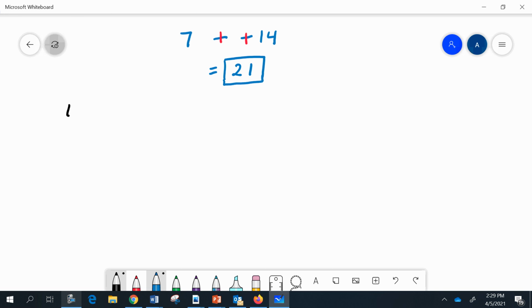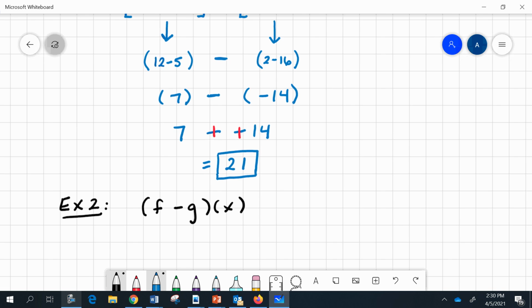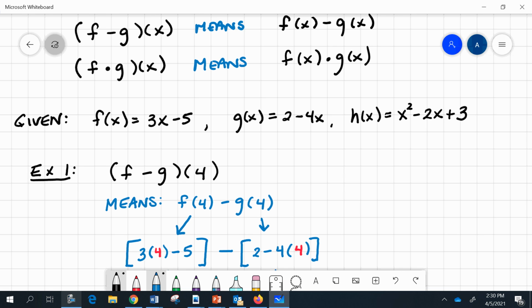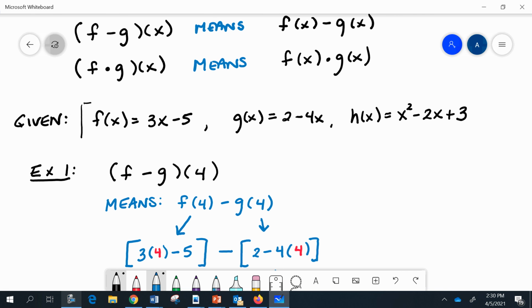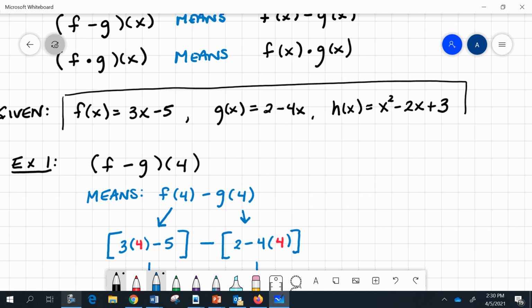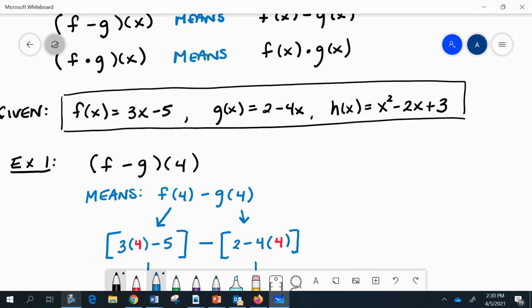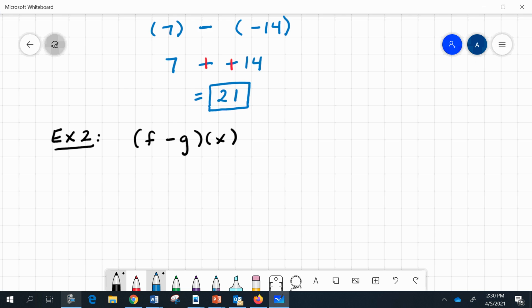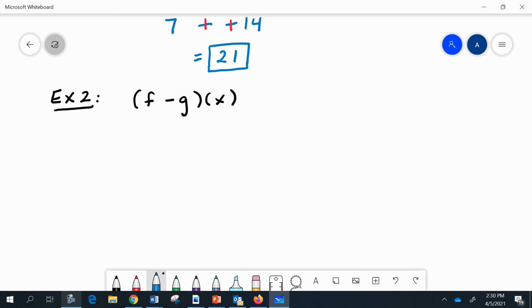Let's suppose here, for example 2, that the problem said f minus g of x. Now this is where you need to go back up and make sure on your paper you write down these given functions, because as I scroll down the whiteboard, I'm not going to be able to see them, but you should still be able to see these on your paper. So hit pause if you need to and write down those functions as you follow along with me on this video.